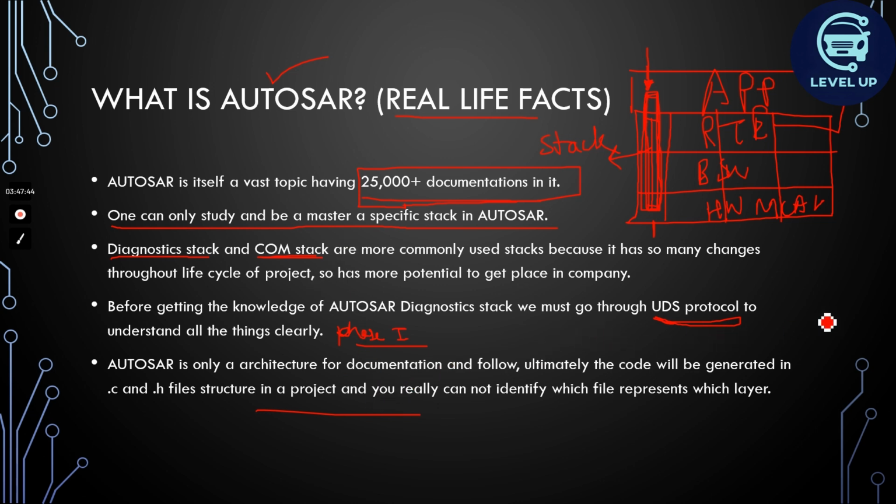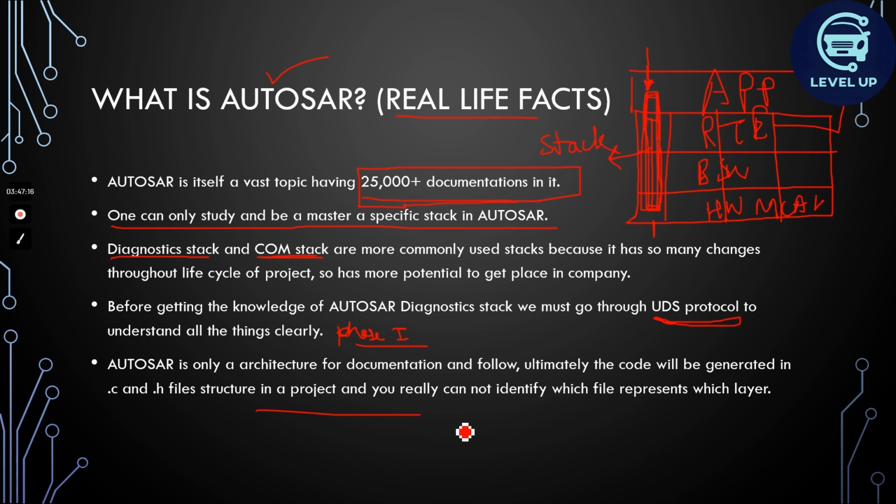AUTOSAR is this, that layer architecture, BSW, RTE, application. So many things can be there, but when you see the code, ultimately this is the architecture, not the code or the style of writing the code. It is only the architecture by which different modules or different functions can be divided into different layers. So ultimately, by using the AUTOSAR architecture, the code will be generated in the .c and .h files.